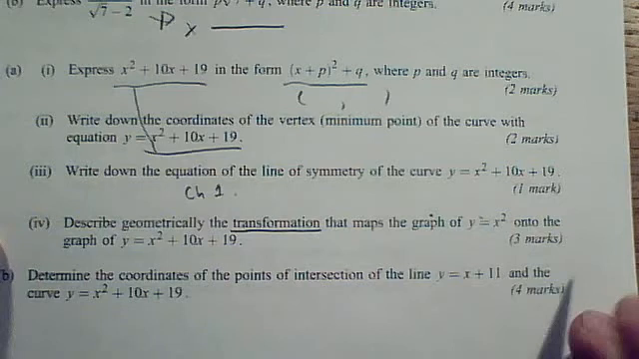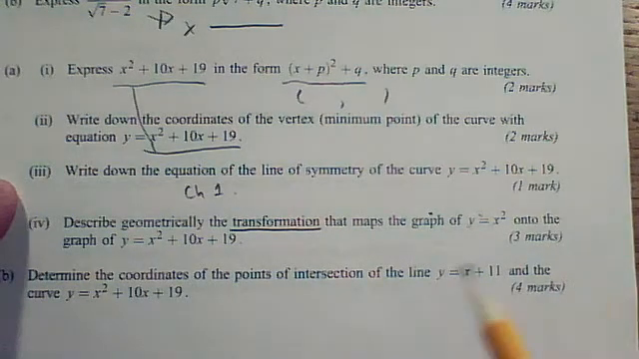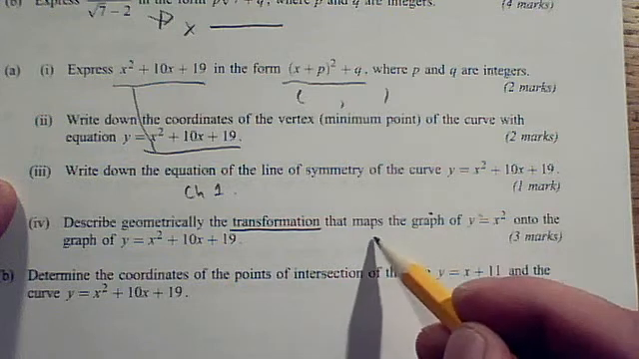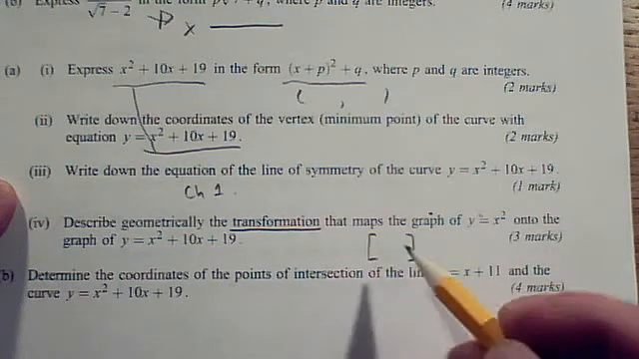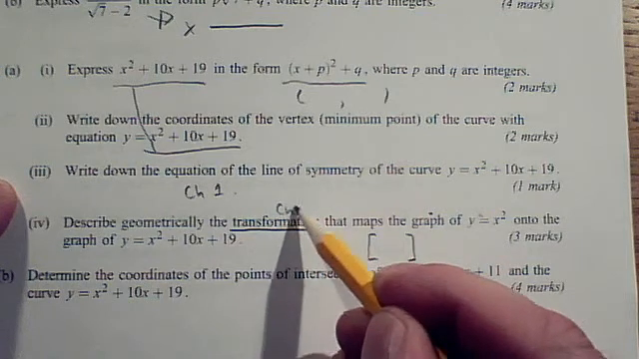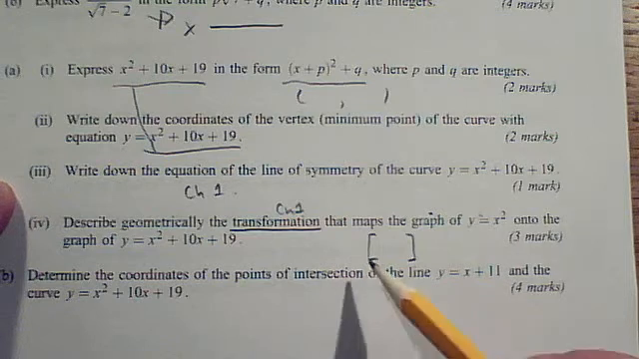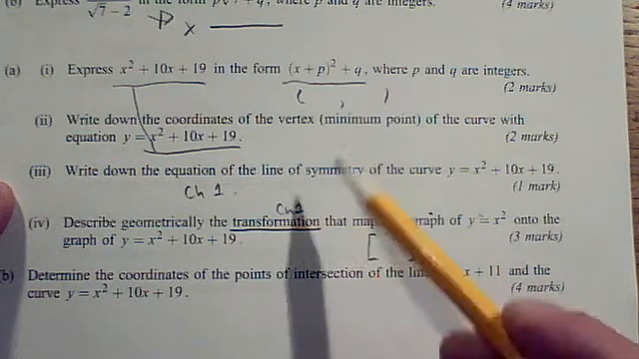And then we've got to describe geometrically the transformation. Now in Core 1 there is only one transformation, and when you describe it you need a word and you need a column vector. Now the word you can look up in chapter 1 of your notes if you've forgotten. The column vector is very closely related to stuff you've already done. There's lots of repetition in this.